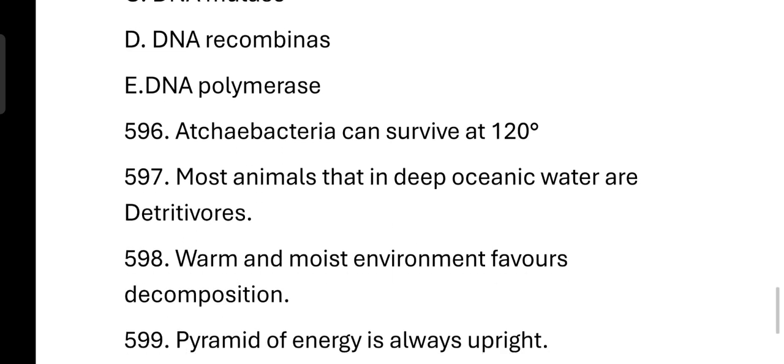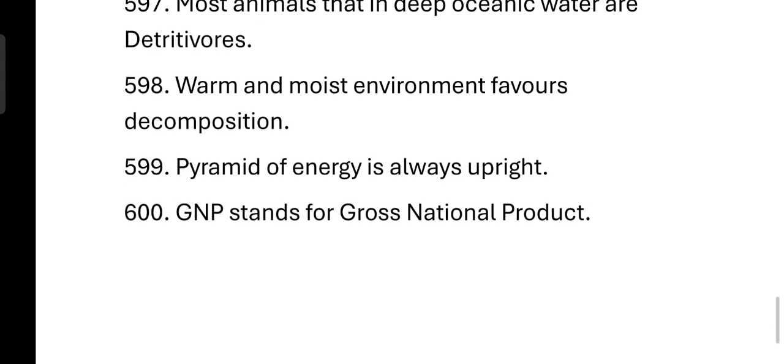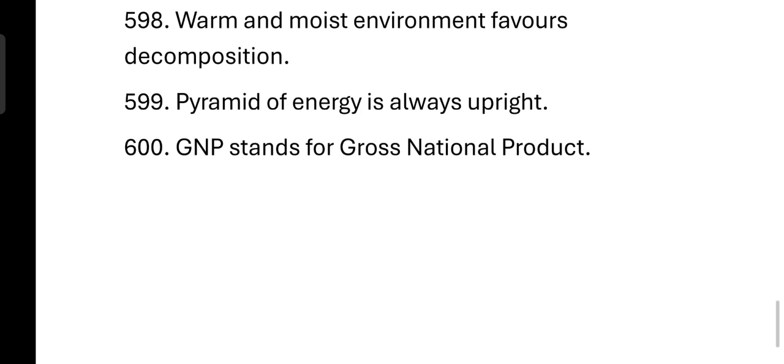Archaebacteria can survive at 120 degrees. Most animals in deep oceanic water are detritivores. A warm and moist environment favors decomposition. Pyramid of energy is always upright. GNP stands for gross national product.